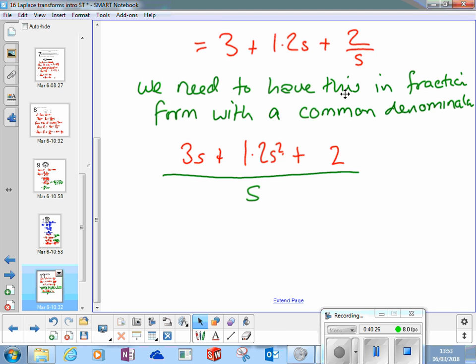The common denominator being S comes from the fact that these are over 1, and you get a common denominator by multiplying all the denominators together, you should remember. So 1 times 1 times S gives us a common denominator, S there. Everyone happy with that? And then what we've done at the bottom, we have to do at the top. Okay?